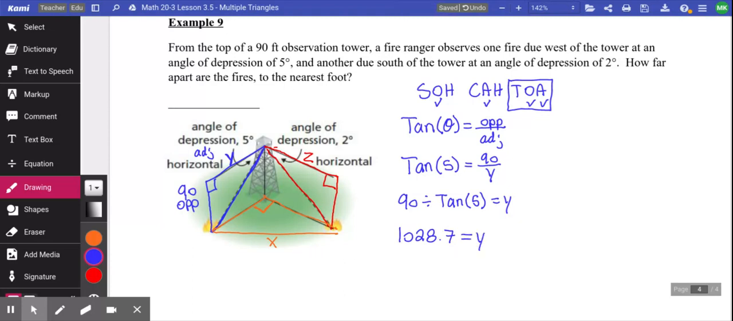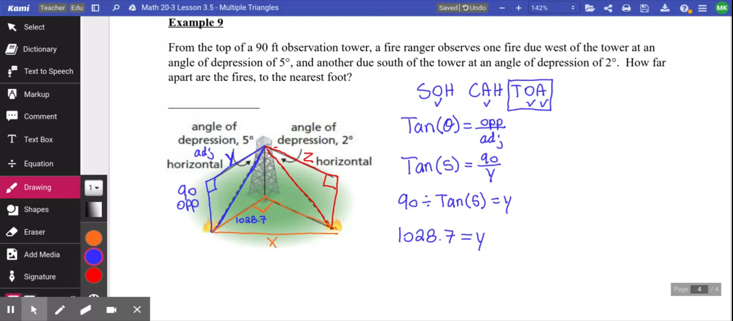So I now know my one side is 1028.7. That says 1028.7. You get it? Perfectly clear. I don't know what you guys are talking about.